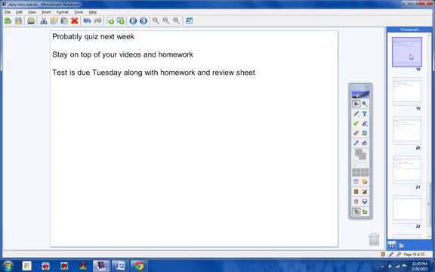Next, your test is due Tuesday, along with your homework from Chapter 9 and also your review sheet. Now, if you don't do your review sheet, then of course you don't get the 5 bonus points. If you don't do all the homework, you get low homework grades, and also you don't get 5 bonus points on your upcoming quiz. So please keep that in mind.